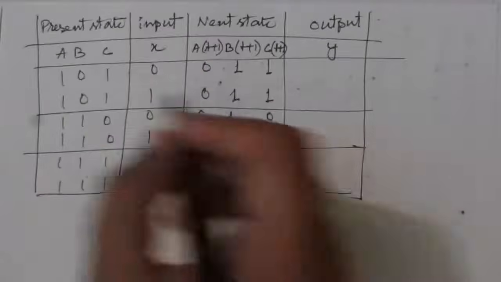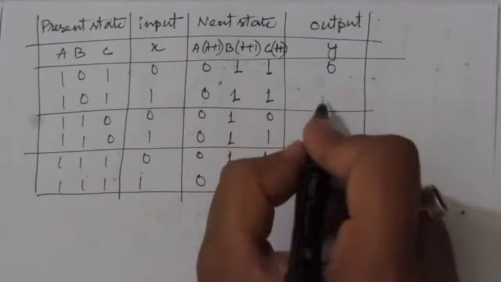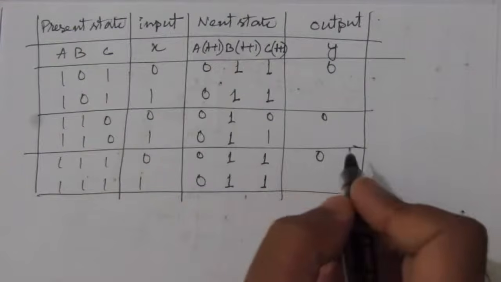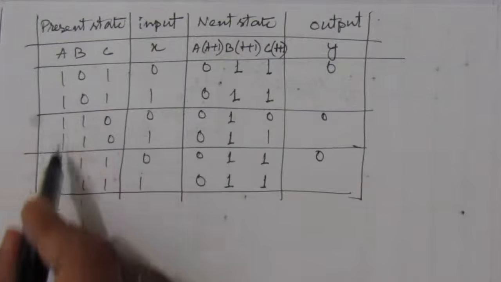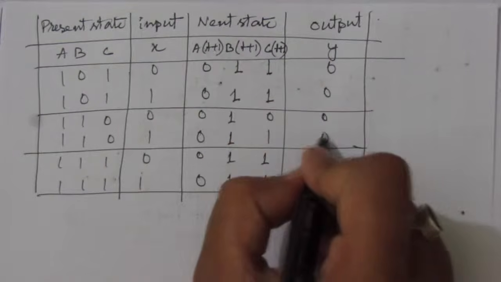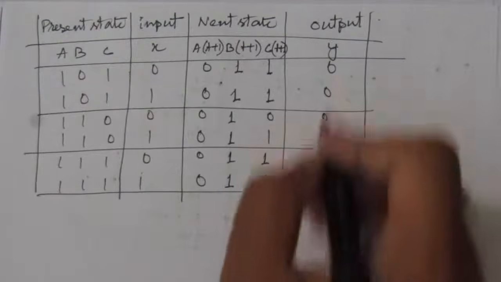So whenever x is equal to 0, the output will be 0. Okay, x equal to 0. Then a bar, let us find out, a bar will be all 0. Okay, so it will be 0. So all the outputs are 0 here.